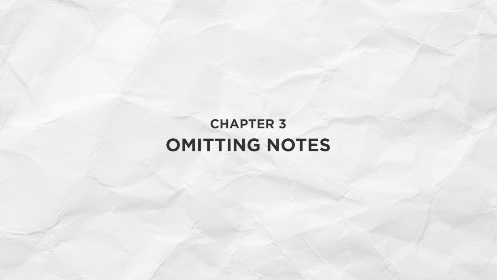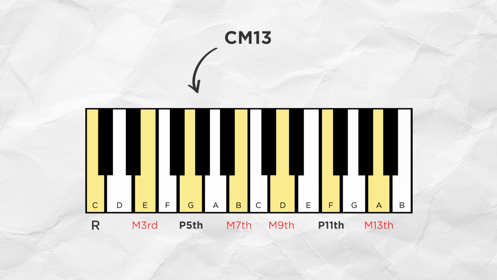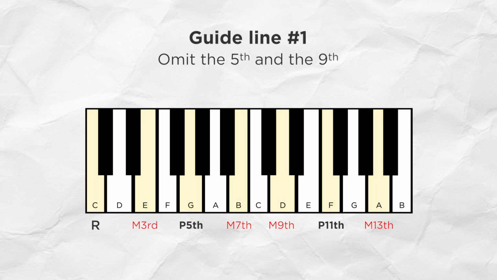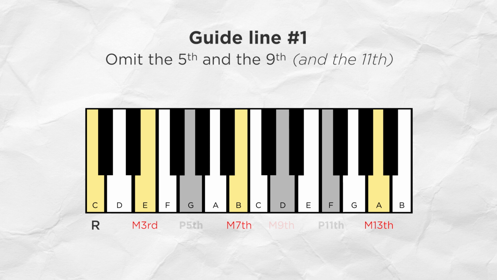Chapter 3, omitting notes. So typically, to remove some dissonances, we tend to omit some notes, and several options are possible. The most common is to omit the 5th and the 9th of the chord, to keep the root note, the 3rd, the 7th, the 11th, and the 13th. And if you're writing for a 4-voice arrangement, you can even remove the 11th.